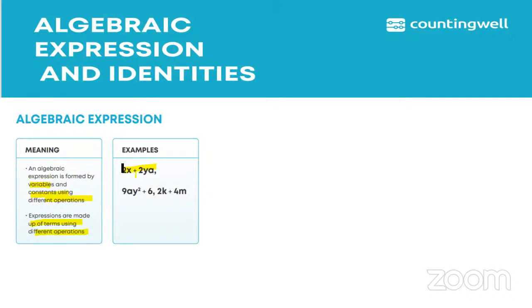So basically when we add or subtract algebraic terms, then we get an algebraic expression. Here we can see 9ay square plus 6 is an algebraic expression because it is formed by variables a and y and constants 9 and 6, and they are added like this. Similarly, 2k plus 4m is an algebraic expression with variables k and m.